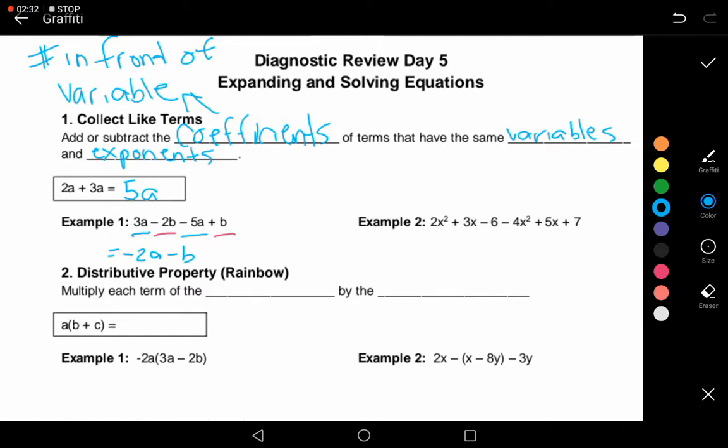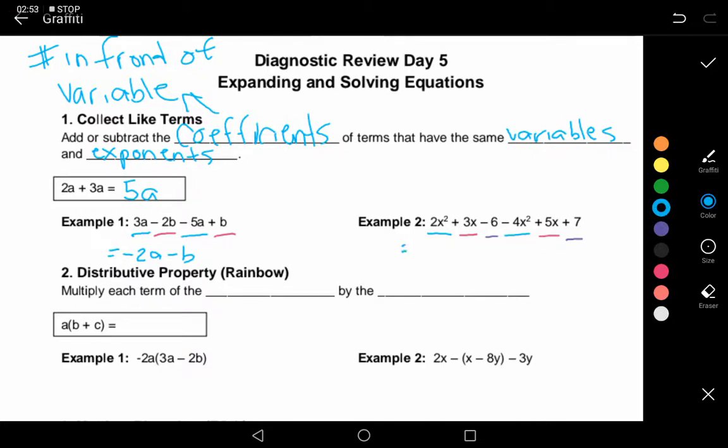So I'm going to start by just highlighting, circling, whatever's easiest for you. I have colors, so I'm just going to show you that way. I have an x squared there, and an x squared there, an x and an x, and I have two constant terms here, or two integer terms rather.